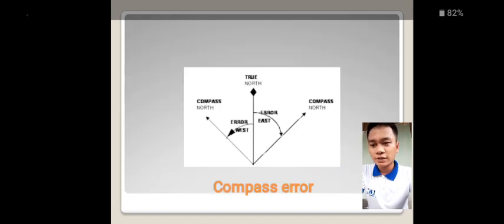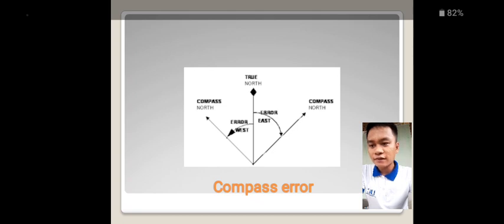So, what is compass error? Compass error is the horizontal angle contained between true north and compass north. Compass error is named east if compass north lies to the right of true north and west if it lies to the left. Compass error is the algebraic sum of variation and deviation.